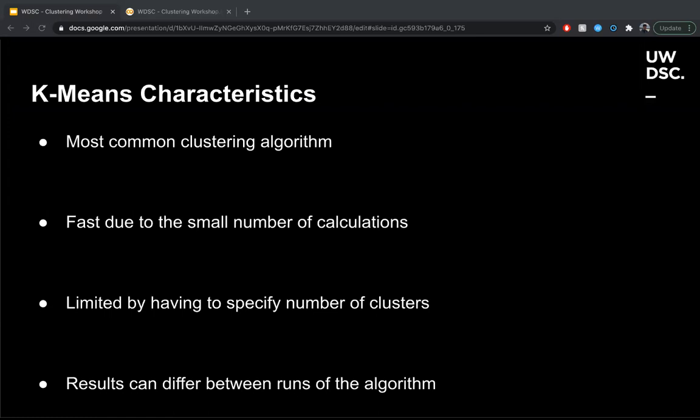And an important note also is that the results can differ between runs of the algorithm. The reason for this is that where the centroids are initially placed is random. So if your centroids are randomly placed in particular areas of the data, that can affect what clusters you get for your model and so forth. It's important to be aware of that.